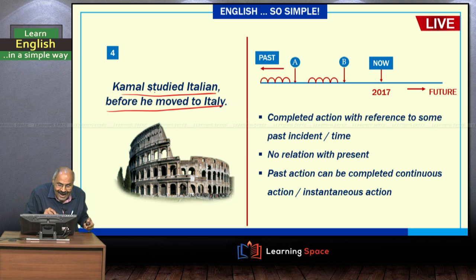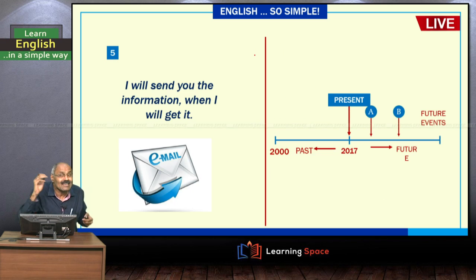So, Kamal had studied Italian before he moved to Italy. That is the right sentence. Please understand, these two past actions are interlinked here. I will send you the information when I will get it.